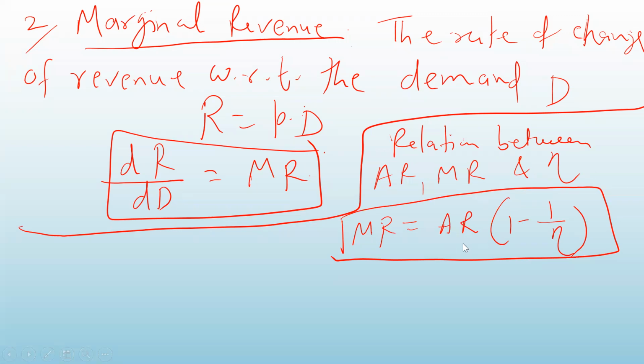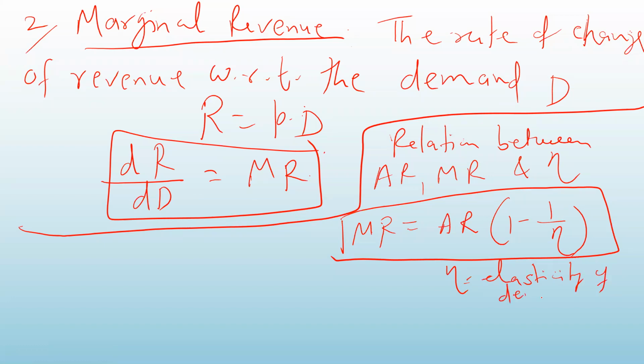You'll have to remember this because the proof of this is also there, but you don't have the proof. If I give you the proof of this, it's not that complicated, but you may find it slightly difficult. So you simply remember this: marginal revenue is average revenue in the bracket 1 minus 1 upon eta, where eta is the elasticity of demand. So these three values are related like this.